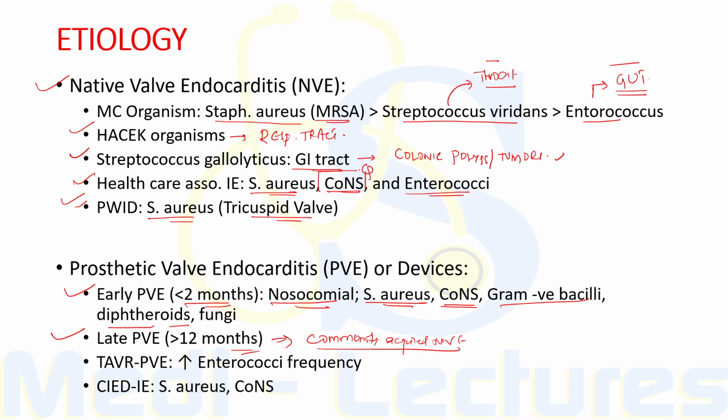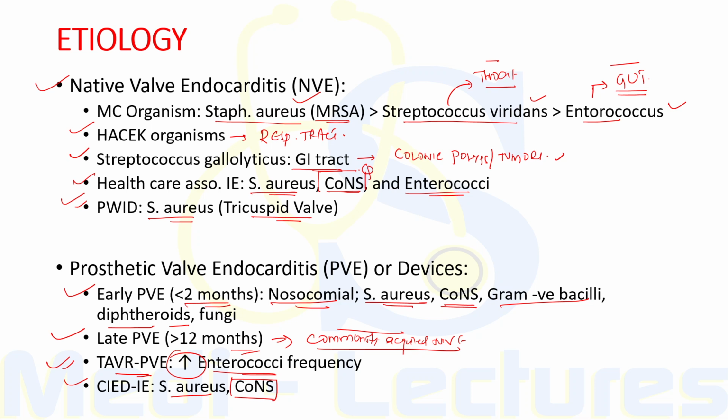So the most common organism will be Staphylococcus followed by Streptococcus viridans, then Enterococcus is also implicated. Now transcatheter aortic valve replacement patients have similar organisms to prosthetic valve endocarditis, but there is increased frequency of Enterococcus associated endocarditis. For patients with cardiovascular implantable electronic devices, most common implicated organisms are Staph aureus and Coagulase negative Staphylococcus. So these were the organisms implicated in native valve as well as prosthetic valve endocarditis.